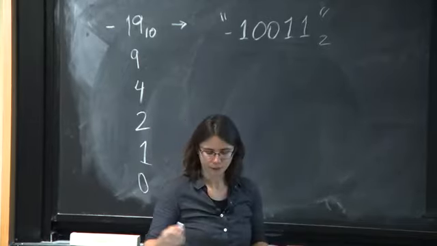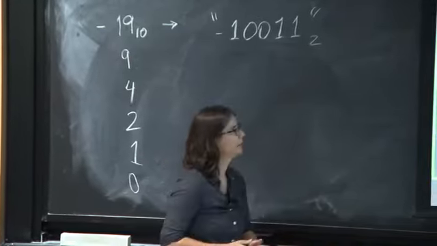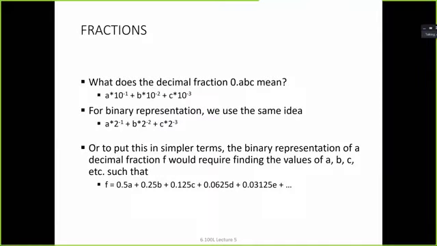Okay, so that was where we ended up. We talked about these integers. But now what about fractions? Integers seem really easy. There's a really simple procedure, algorithm, recipe for us to follow to get the binary representation. But what about these fractions?